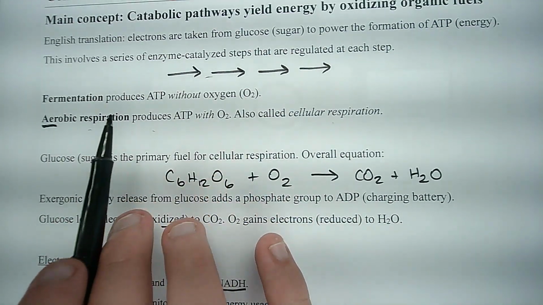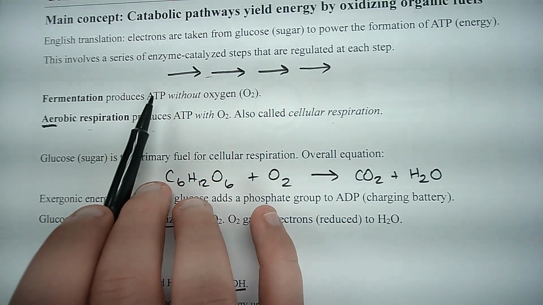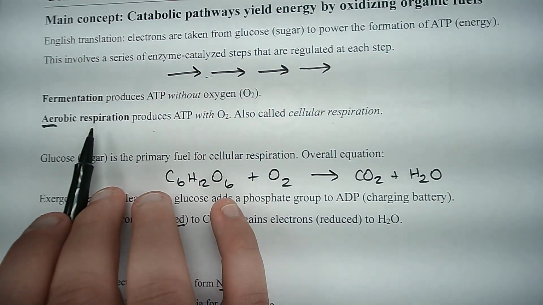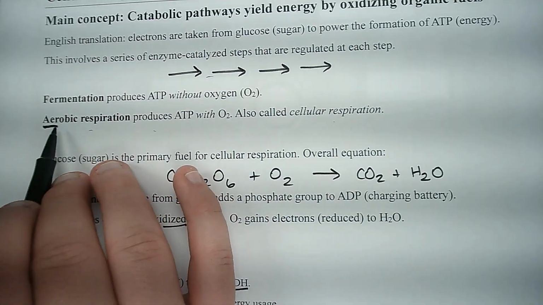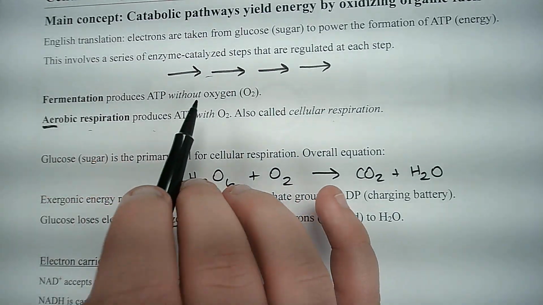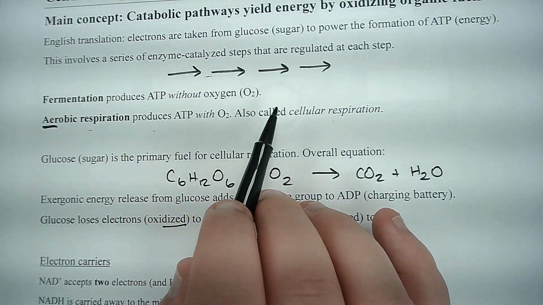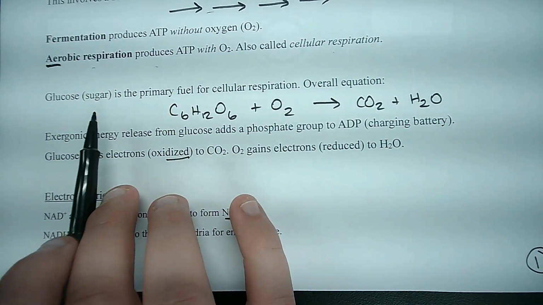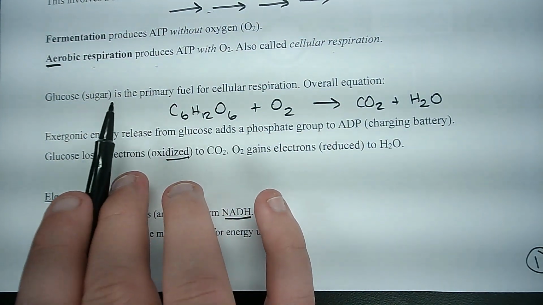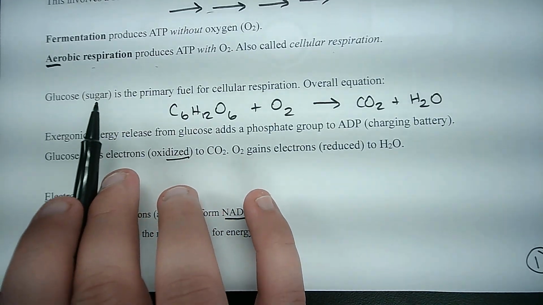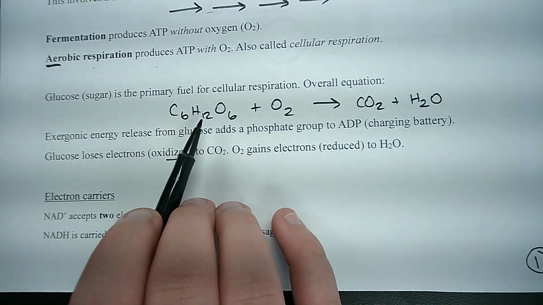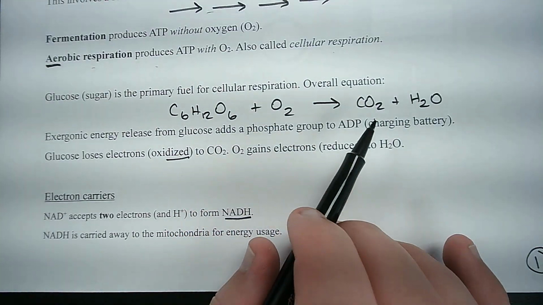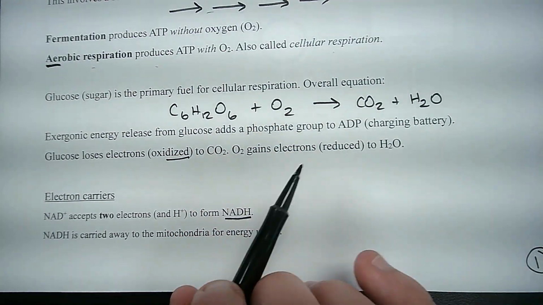And there's really two main ways we can go about this. Fermentation produces ATP energy without oxygen. And if oxygen is present, we have aerobic respiration. I think of it as aerobic, oxygen, air. And we usually call this cellular respiration, even though it's aerobic. We just put it together. The primary fuel for cellular respiration is not lipids or proteins, but actually sugar, glucose, okay, which is C6H12O6. It's going to react with oxygen that we breathe in, and then our cells create CO2 and H2O.